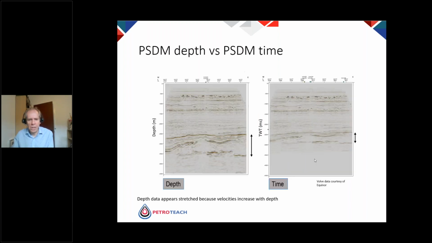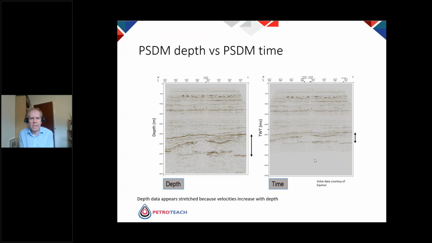And then just to mention depth and time, I don't know what the percentage of pre-stack depth migrated versus time migrated data versus time data is.